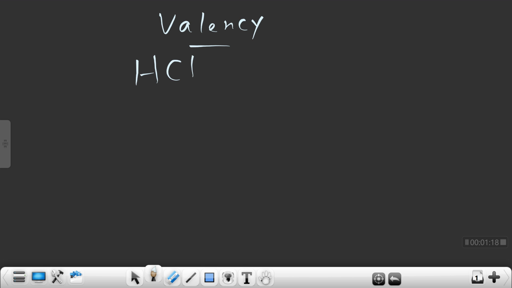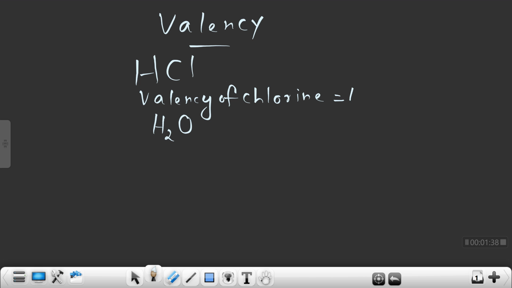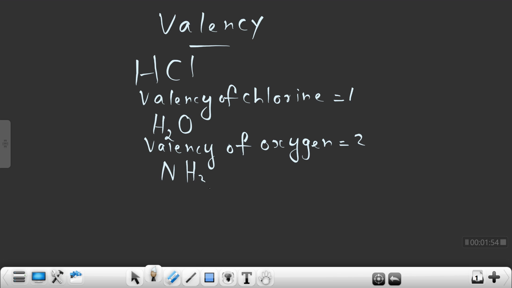HCl. That means one atom of chlorine combined with one atom of hydrogen. So, the valency of chlorine is 1. Take the next example, H2O. That means one atom of oxygen combined with the 2 atoms of hydrogen. So, valency of oxygen equals 2. Third example, NH3.